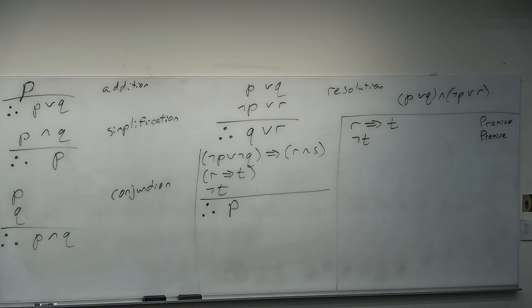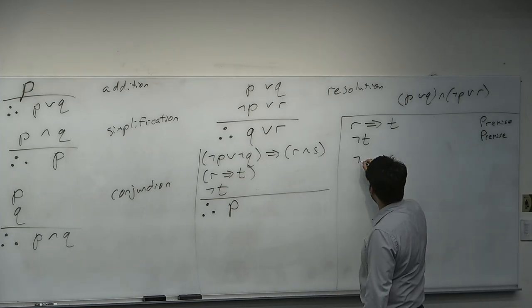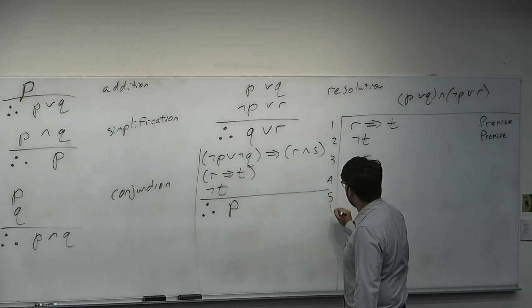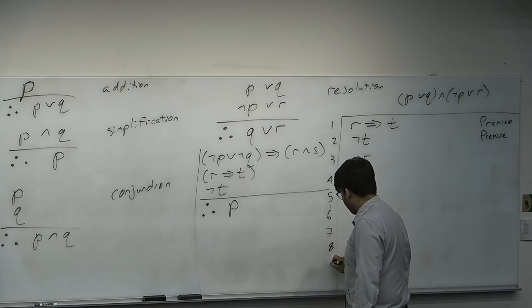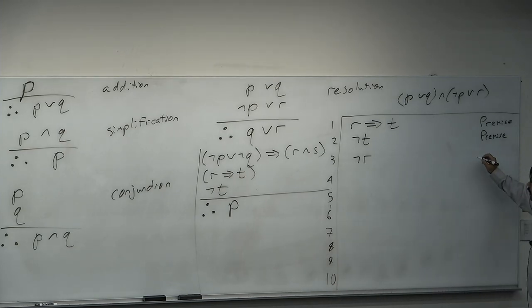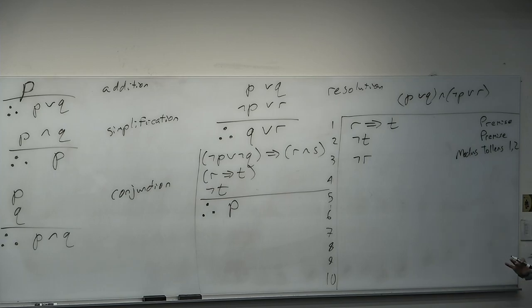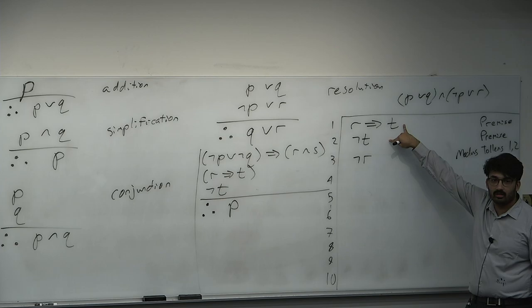From there, we may deduce what? Not R. I'm going to go really slowly so I make sure I don't mess up. Let's call this lines 1, 2, 3, 4, 5. Not R is true, you would say. What's the name of the spell? Modus tollens of 1 and 2. So you would also say what lines in the proof that you do. Again, training wheels mode. We'll cast these off later. But negation of R is true because if you take the modus tollens of lines 1 and 2, you will get negation of R.